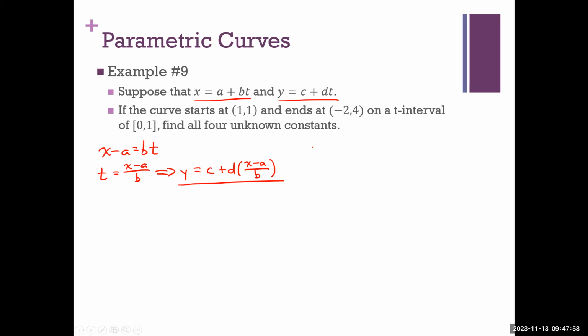Now what? If you find the slope, can we include it to x minus a over b? If we find the slope, what is the slope of this new equation we just made? Minus a over b. I don't think the slope is x minus a over b. Well, if we expand it, it's d over b. So y equals c plus d over b times x minus a.